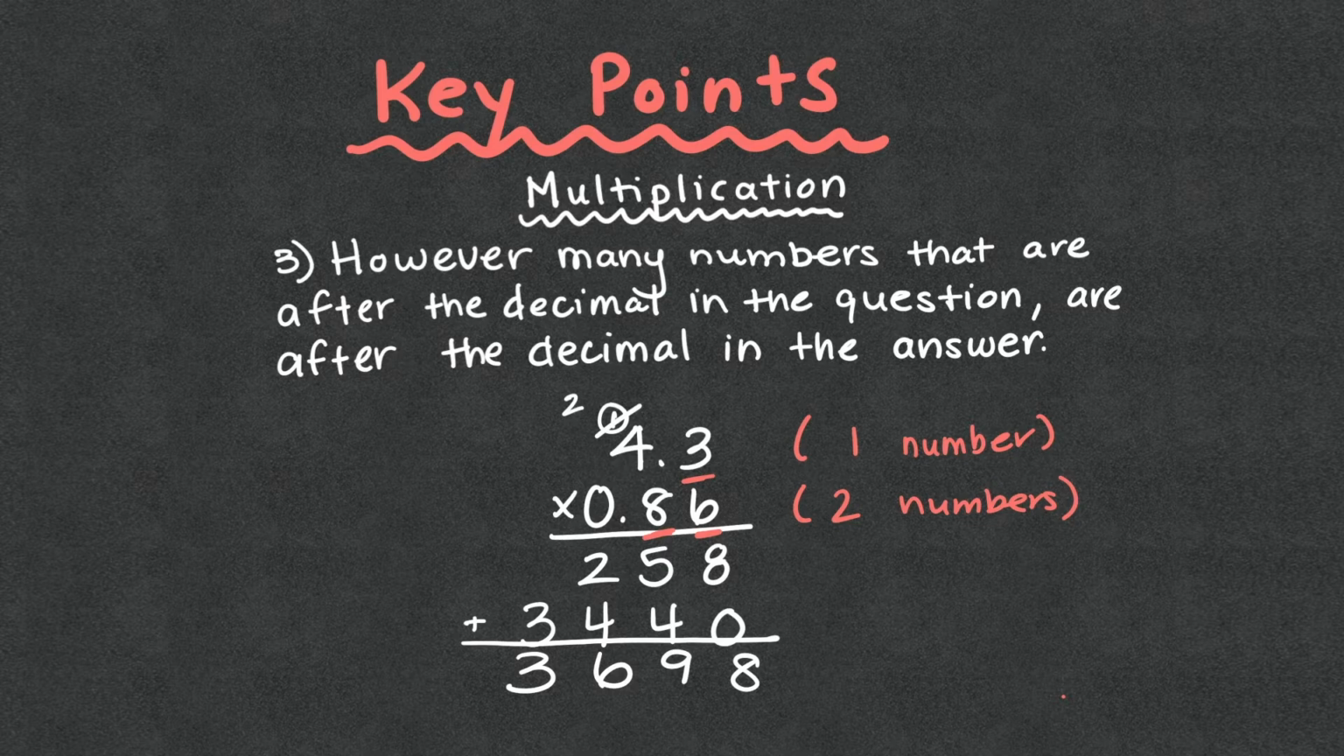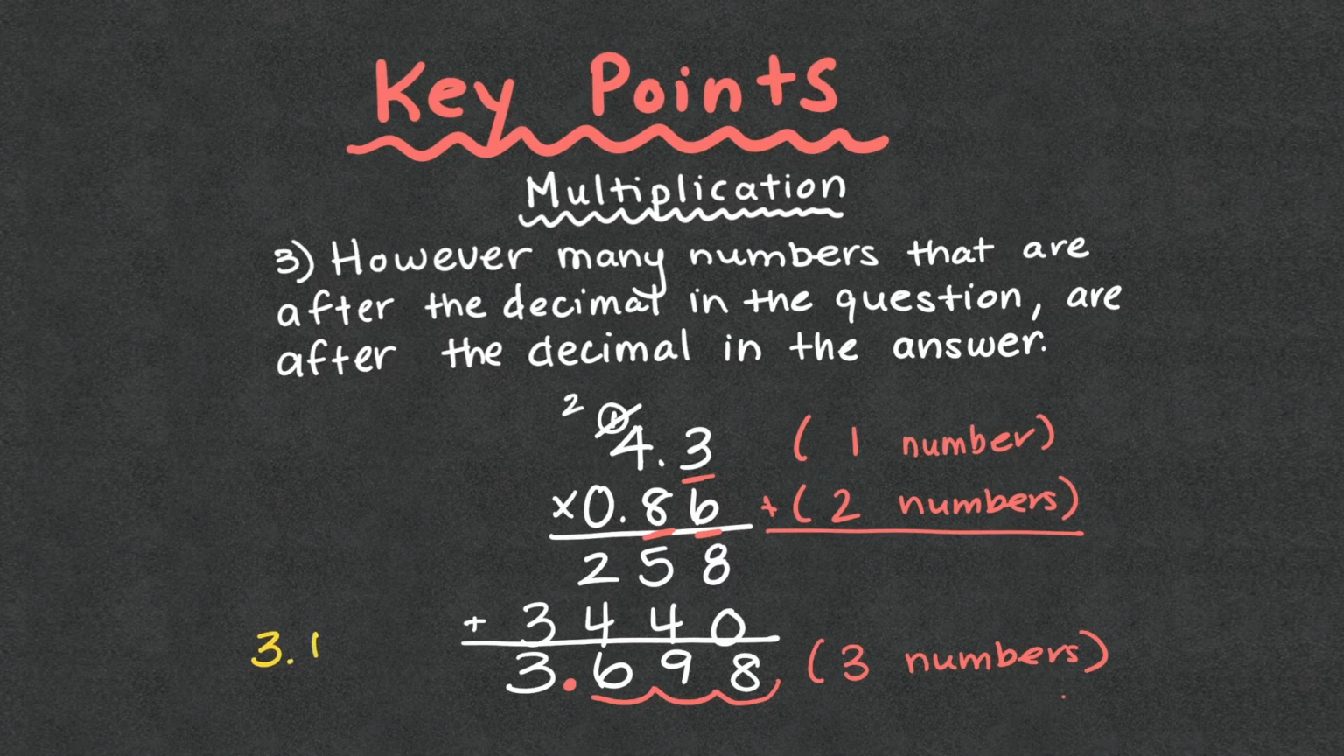So that means we add those together. So our answer will have 3 numbers after the decimal, making sure that what we mean by after is to the right. So we're going to start and go 1, 2, 3, and put in our decimal point here. In case it is not clear, our final answer will be 3 and 698 thousandths. Now, you may ask, why do we do this?